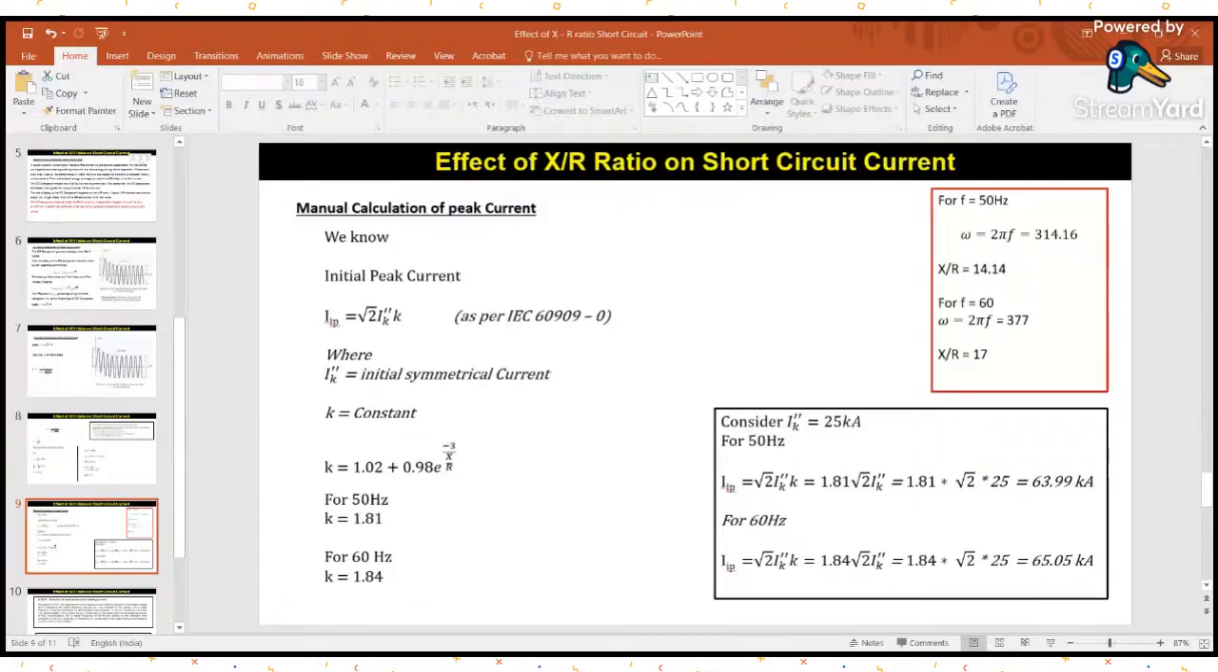And for 60 hertz, IP is equal to root 2 I_k double dash K, the same equation, but only the K value will change, others remain the same, and you will get 65.05 kiloamperes.